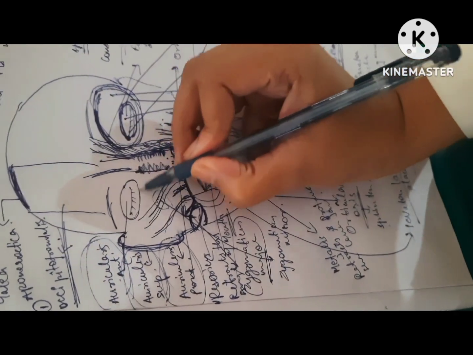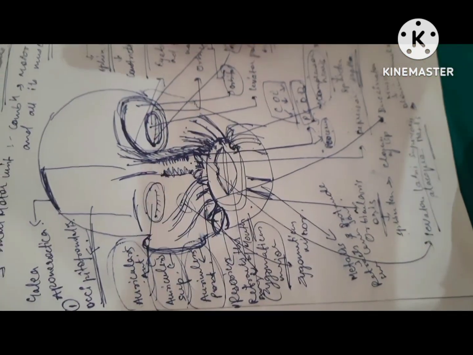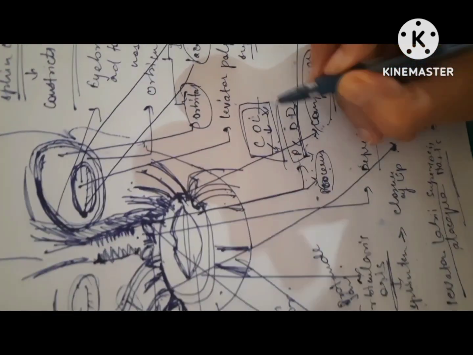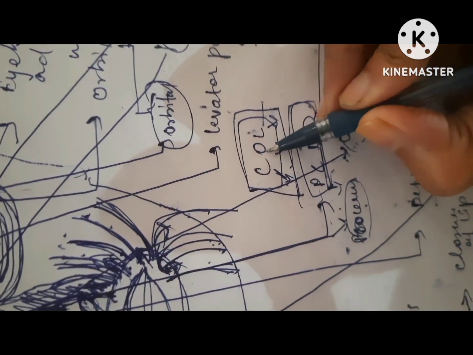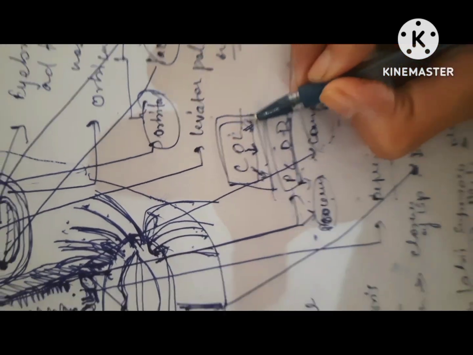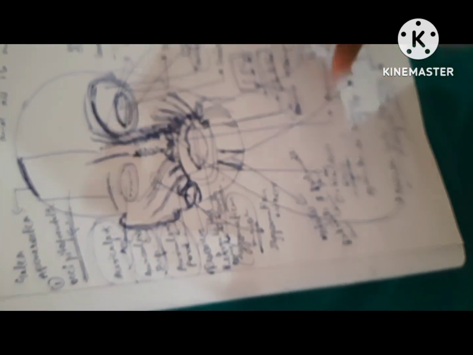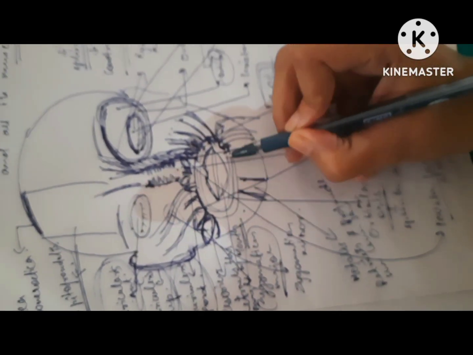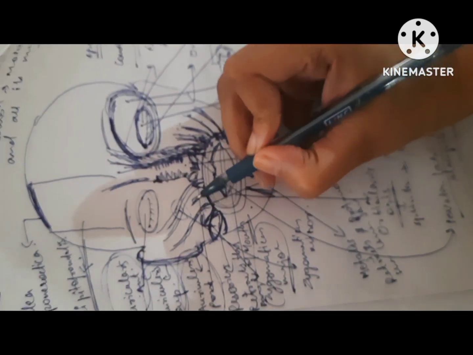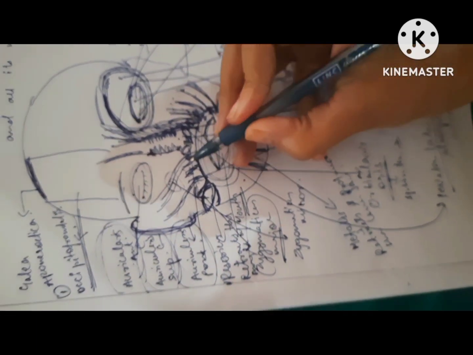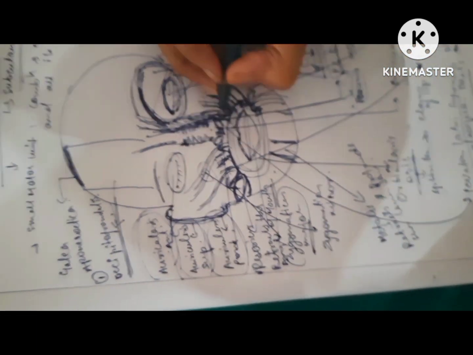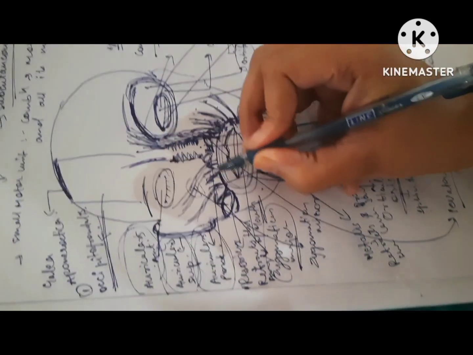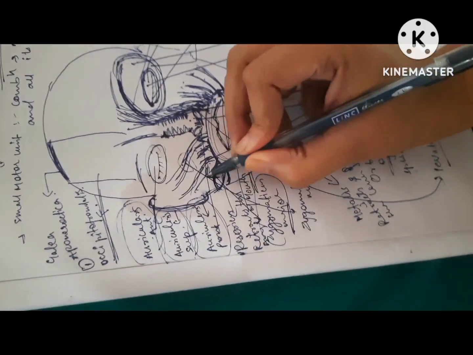Now comes the eye muscles. We have three eye muscles and we can remember them by the mnemonic COL: corrugator supercilii, orbicularis oculi and levator palpebrae superioris. Then the muscles around the mouth: orbicularis oris muscle, then the buccinator muscle. Then we have levator labii superioris alaeque nasi. Then zygomaticus minor muscle and zygomaticus major muscle.